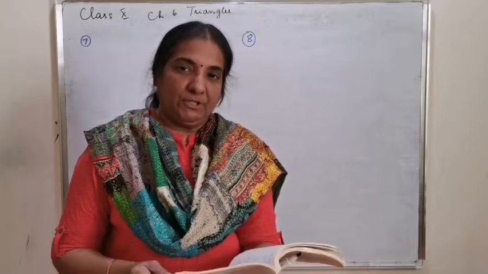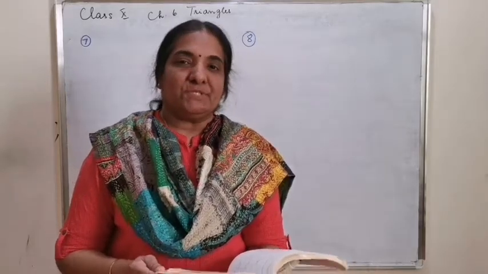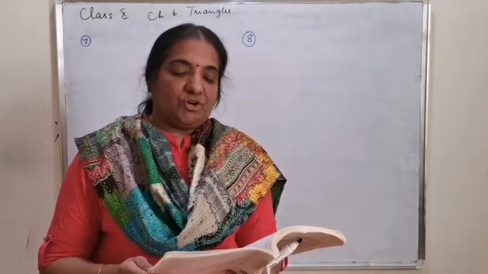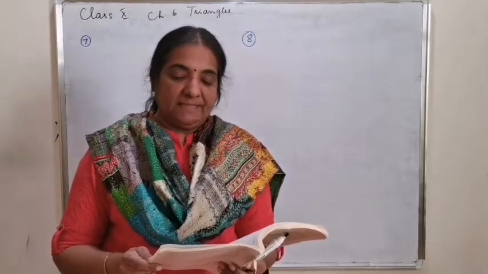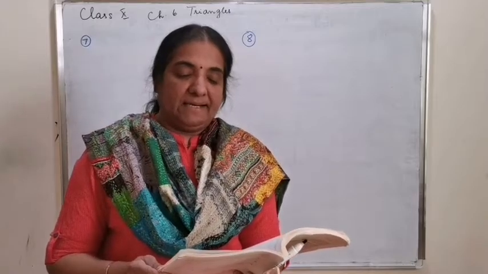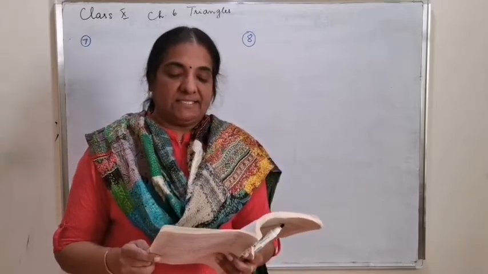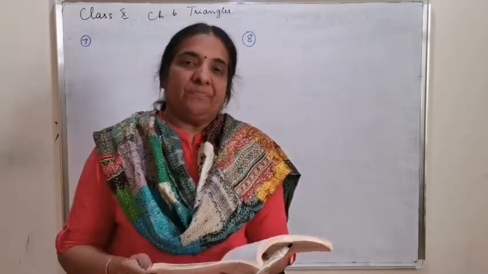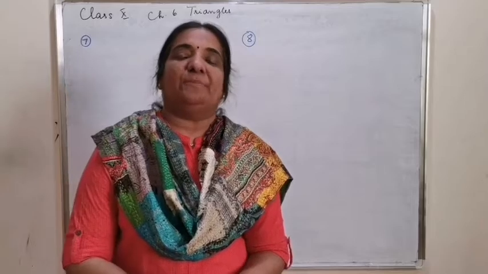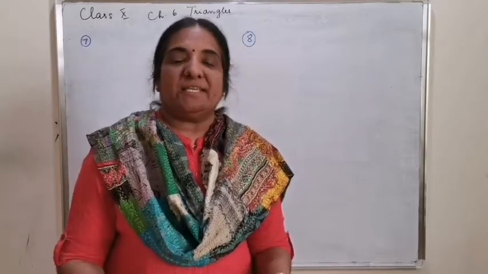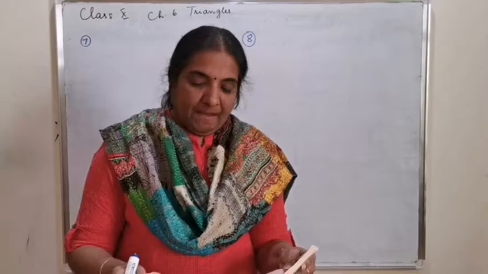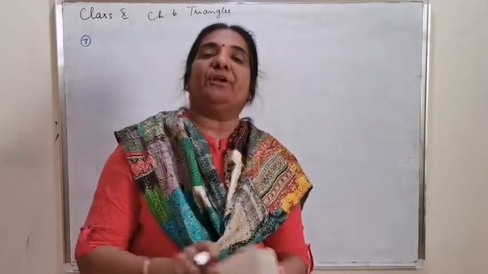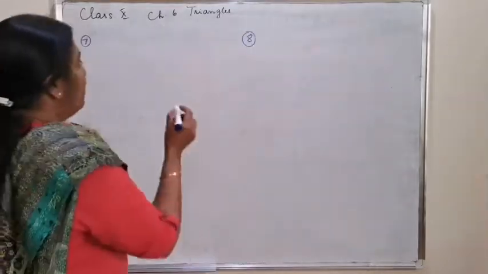Using theorem 6.1, that means they are telling you to use the basic proportionality theorem. Prove that a line drawn through the midpoint of one side of a triangle parallel to another side bisects the third side. Recall that you have proved this in class 9. That means it is the midpoint theorem, or the converse of the midpoint theorem, you are proving by using basic proportionality theorem.